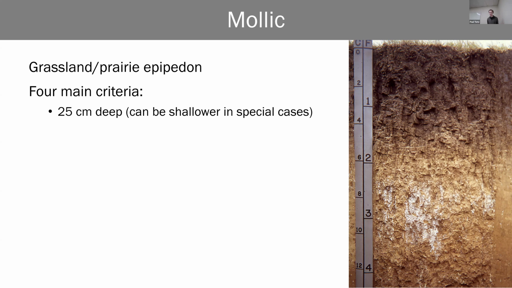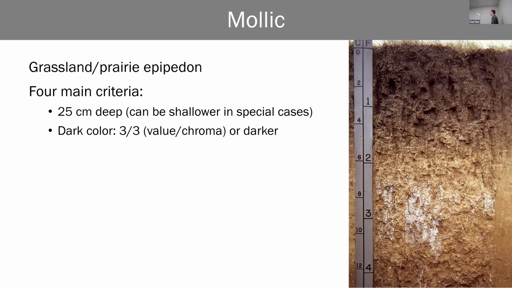Or if there's a root limiting layer like a duripan or a fragipan pretty shallow in the profile, then it's allowed to be a little bit less than 25 centimeters. Usually 18 is the cutoff, though. At least 18 centimeters deep for a mollic epipedon. In most cases, though, without a root limiting layer or anything in the soil profile, 25 centimeters is the number to remember. So they have to be deep, they have to be dark, 10YR 3/3 value/chroma or darker.